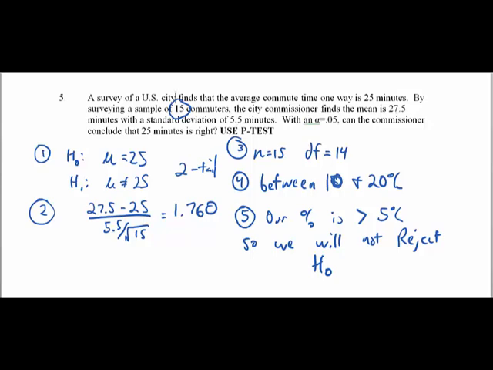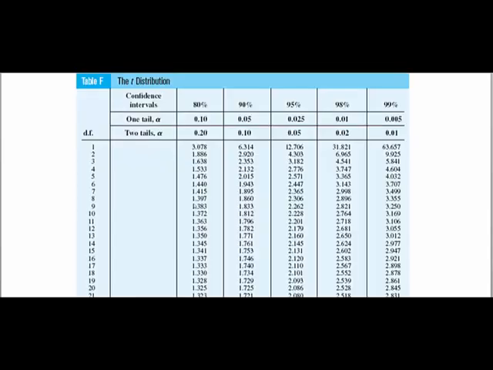So the city commissioner, even though he found that the average was a little bit higher than 25, and the standard deviation went above and below that 25 if you add 5.5 and subtract 5.5, we're still not going to reject the null hypothesis that the one-way commute is 25 minutes. So this was a real good problem from the fact that your 1.760, if you didn't round that correctly, you might have ended up on the wrong side of this 1.761. So you had to be on the left side between the 1.345 and 1.761 instead of on the right side.